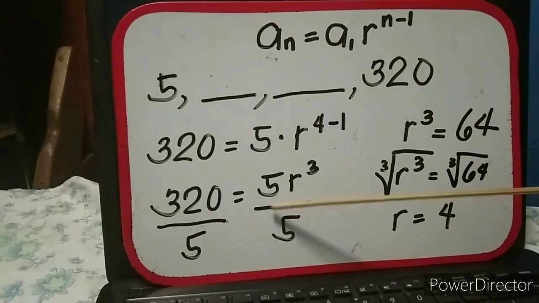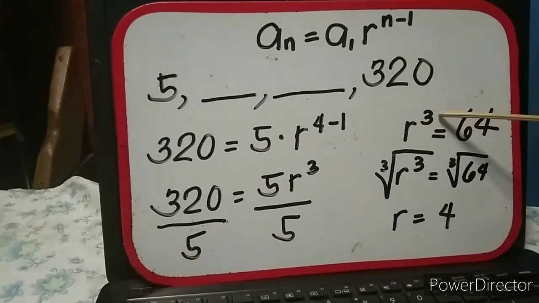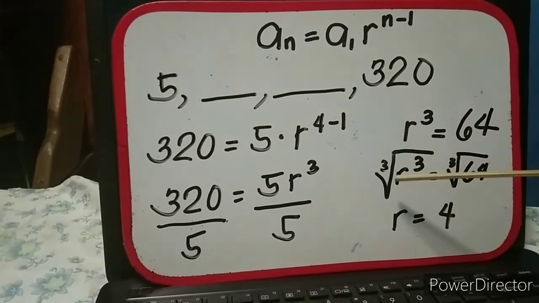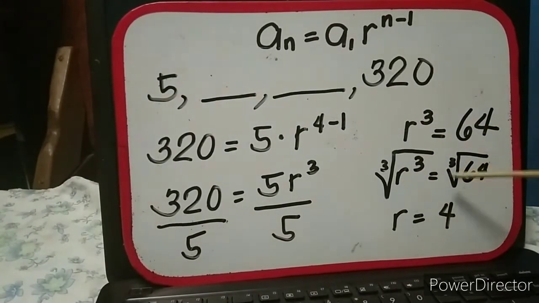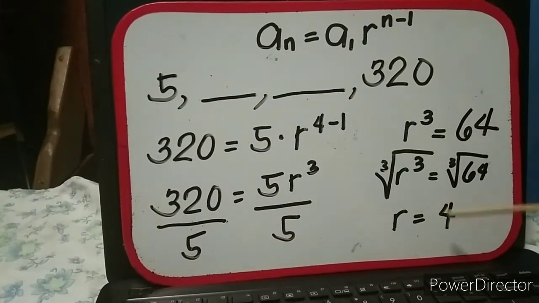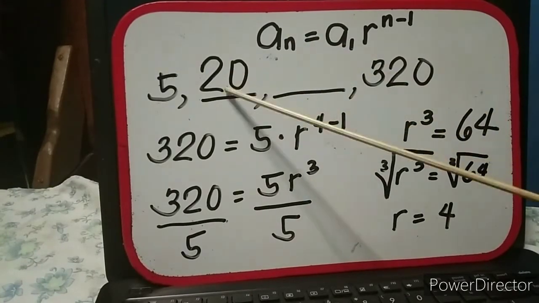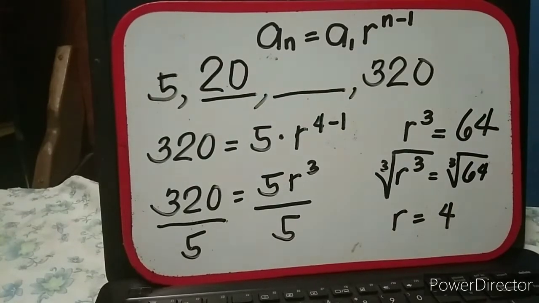To eliminate 5, we divide both sides of the equation by 5. So 5r cubed over 5 is r cubed, and 320 divided by 5 is 64. To remove the exponent 3, we extract the cube root of both sides. The cube root of r cubed is r, and the cube root of 64 is 4. To find the second term, we multiply 5 times 4, that is 20. To find the third term, we multiply 20 times 4, and that is equal to 80.